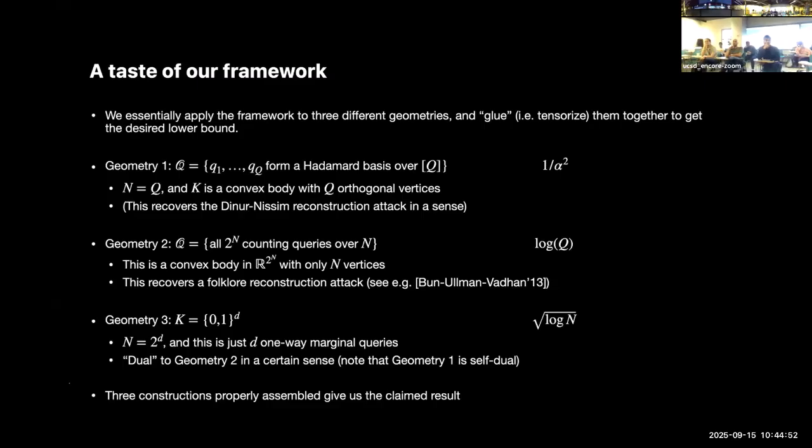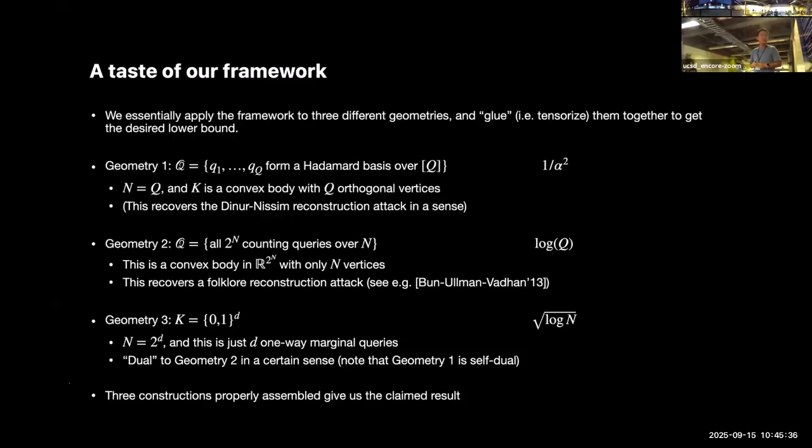And so this recovers actually the Dinur-Nissim reconstruction attack in a sense. So if you recall the Dinur-Nissim reconstruction attack, the domain is of size n, and you have a 0.01 string as your private input. And then what the adversary does is it sends you a couple of random inner product queries. So you can easily convince yourself if you have n random inner product queries over 1 through n, they are going to be nearly orthogonal with high probability. And yeah, so I guess this part is where we get the 1 over alpha squared lower bound essentially.